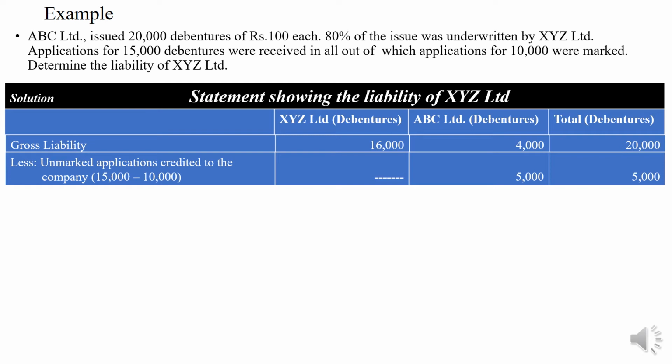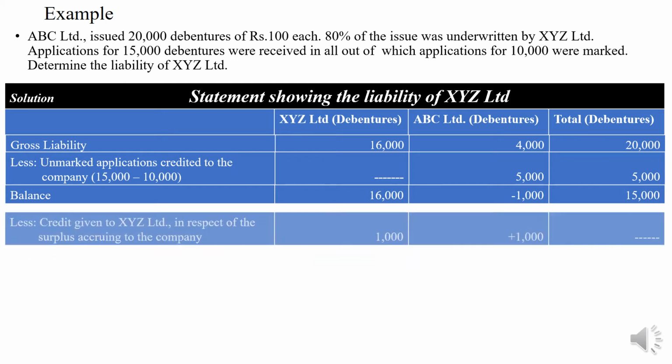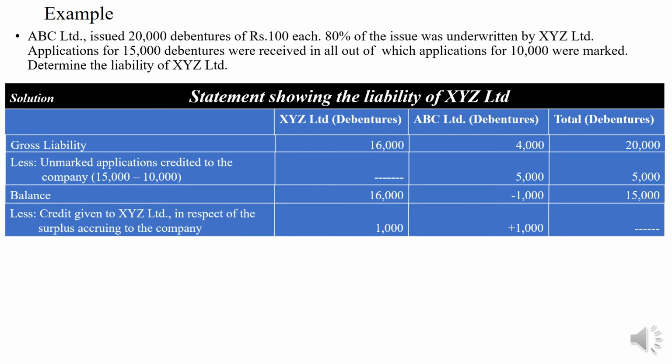Now, the unmarked applications credited to the company are 5,000, whereas its liability is 4,000. Therefore there is a surplus. So look at the balance. The surplus is 1,000, and in the next step, that 1,000 should be credited to the underwriter by deducting it from his gross liability.